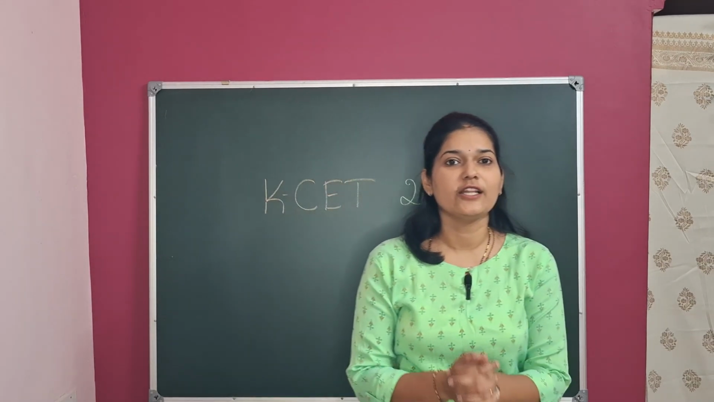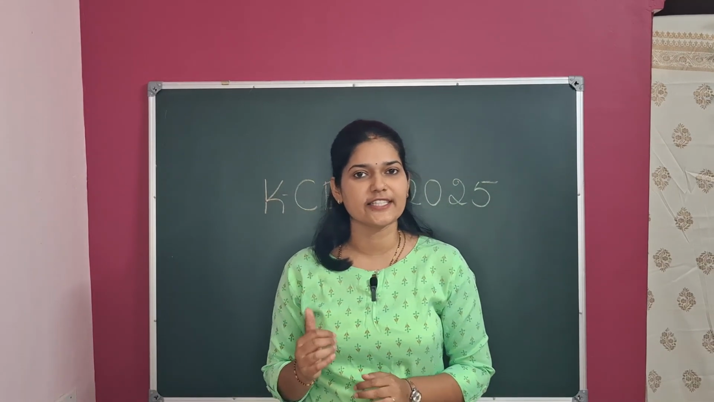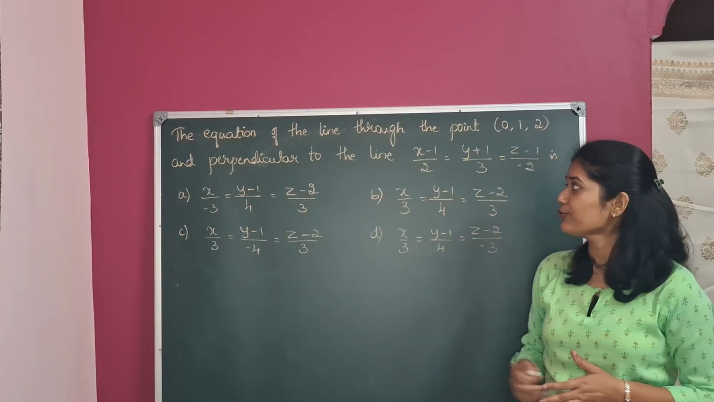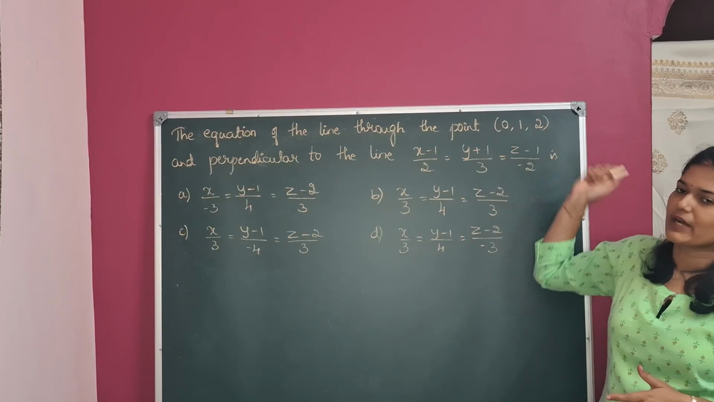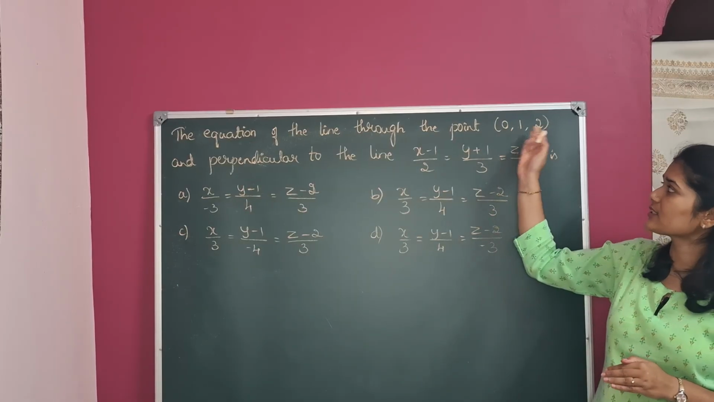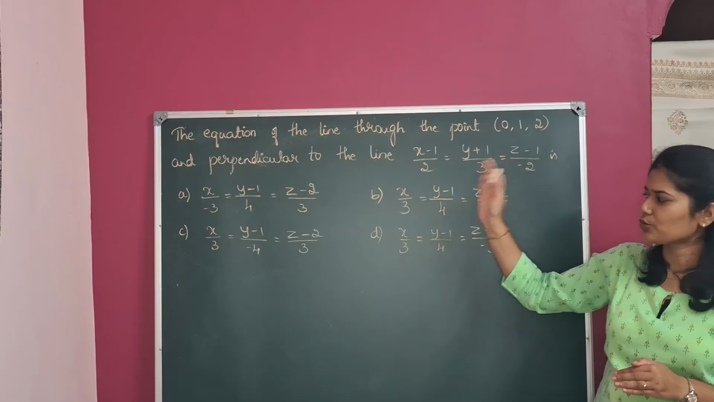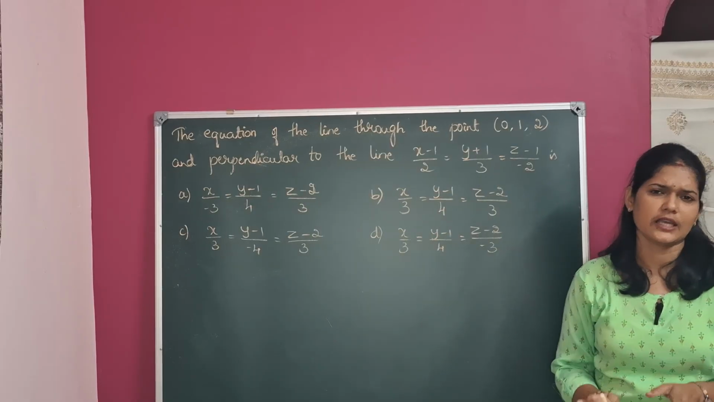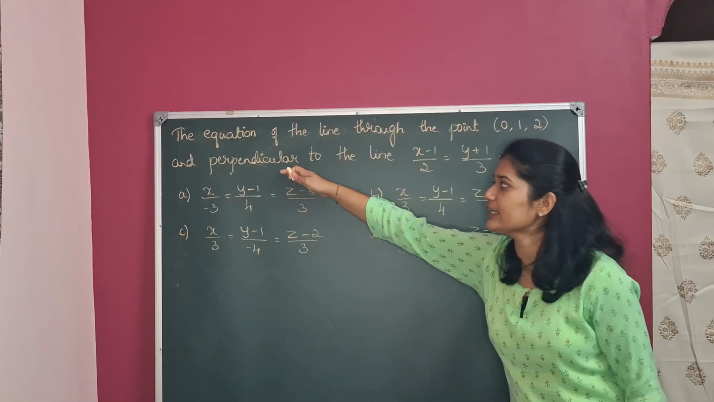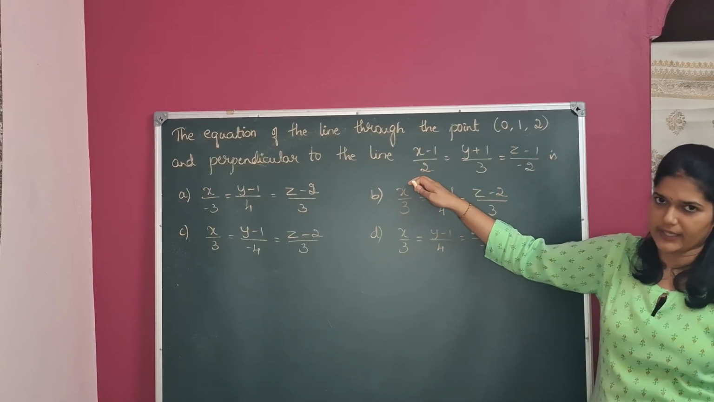In this video, let us discuss the solution of KCET 2024. Now, let's get started. So here we have to find the equation of the line which is passing through the point. That means the numerator will be x minus 0, y minus 1 and z minus 2. In all the options we have the same numerator. Coming to the denominator part, they have given it is perpendicular to the line.